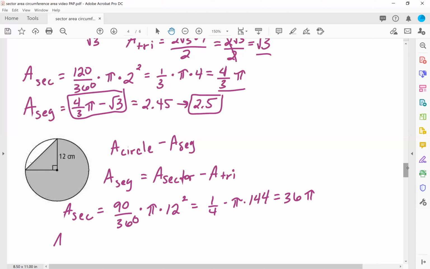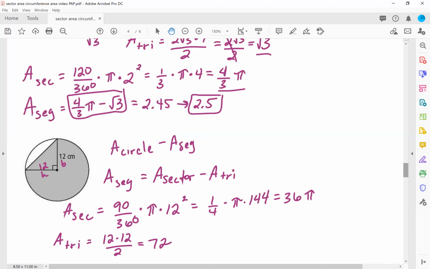Now the area of the triangle. Okay, this one is easy. 12 is our base, but over here 12 is also our height. Okay, the base and the height of the triangle, they're interchangeable on this because it's a right triangle. So the area of the triangle is going to be 12 times 12 divided by 2. So 144 divided by 2, which is 72.